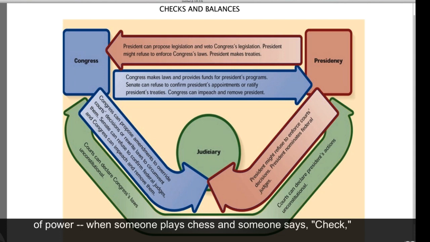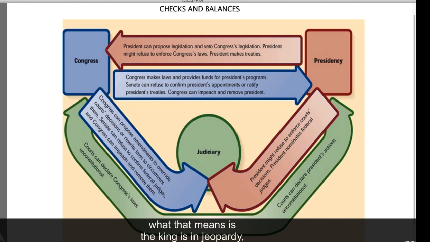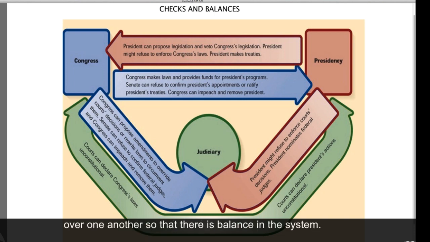When someone plays chess and someone says check, what that means is that the king is in jeopardy, that someone has direct power over you. They have a direct line of influence over you. And unless you move the king, you're going to lose. So check is about having influence on someone else, having some power and some control. So checks and balances means having some power and control over one another so that there's balance in the system.